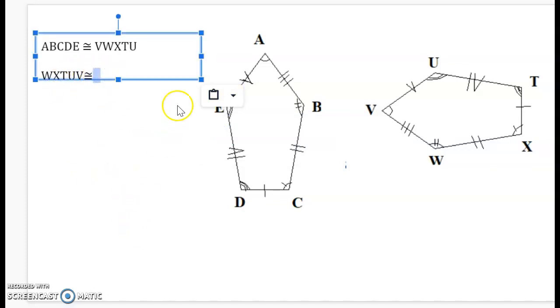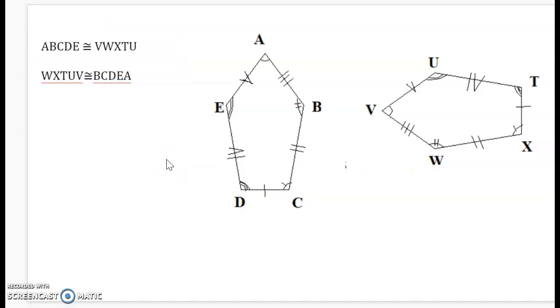So angle W corresponds to angle B. Angle X corresponds to angle C. Angle T corresponds to angle D. Angle U corresponds to angle E. Finally, angle V corresponds to angle A. So I've got WXTUV congruent to BCDEA.